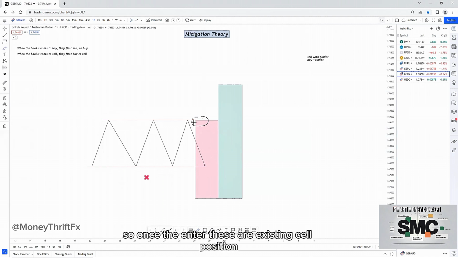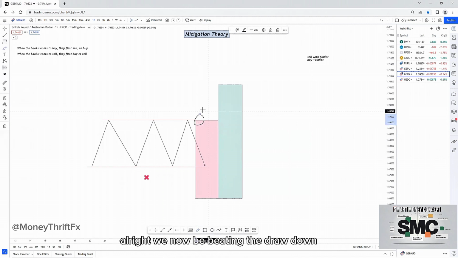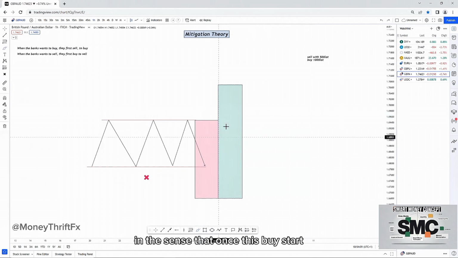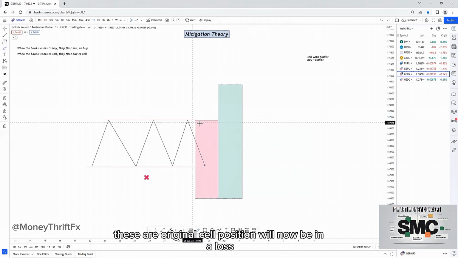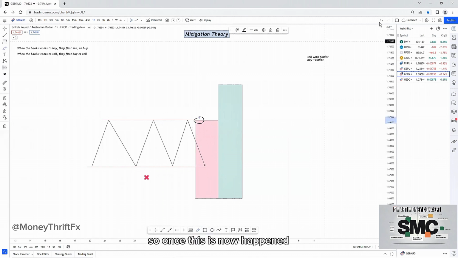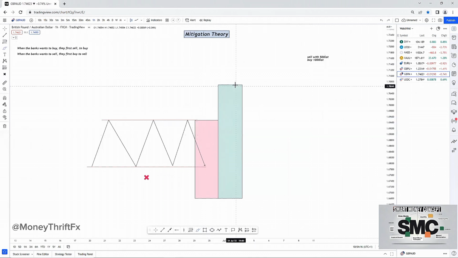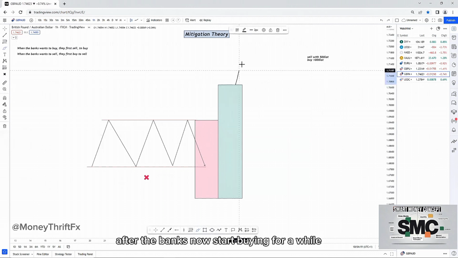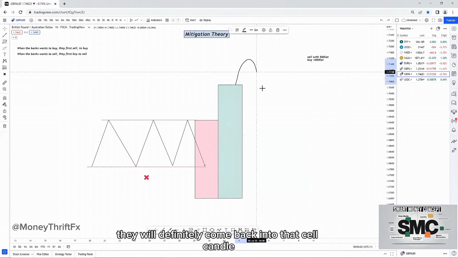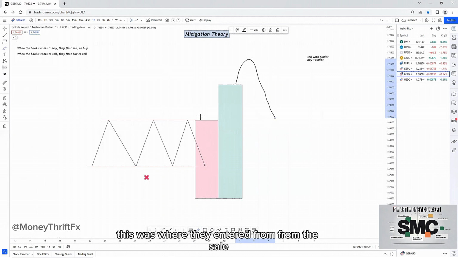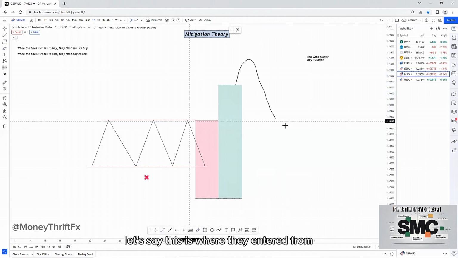So once they enter, this their existing sell position will now be in a drawdown, in the sense that once this buy starts, their original sell position will be in a loss. So once this happens, here is where the mitigation theory comes in. After the banks start buying for a while, they will definitely come back into that sell candle. Remember, this was where they entered from the sell. Let's say this is where they entered from the sell. Okay, so they sold here.